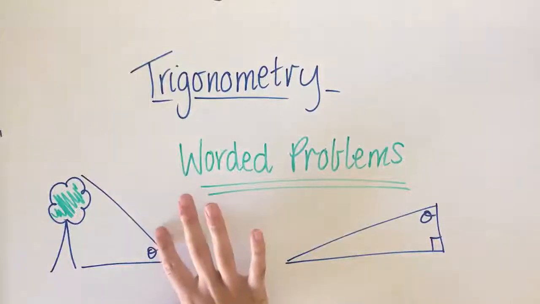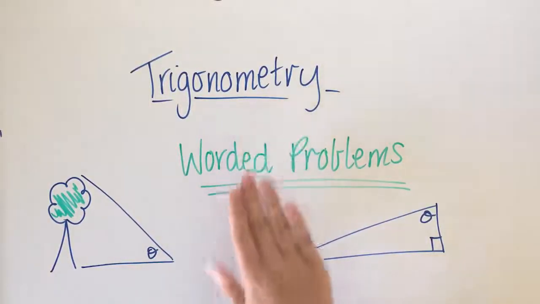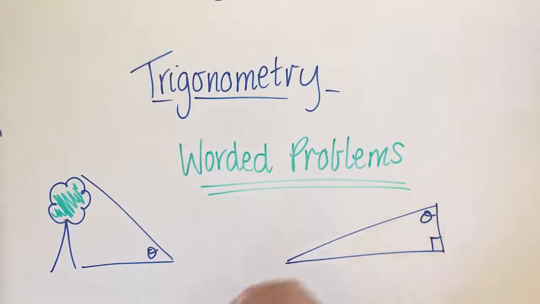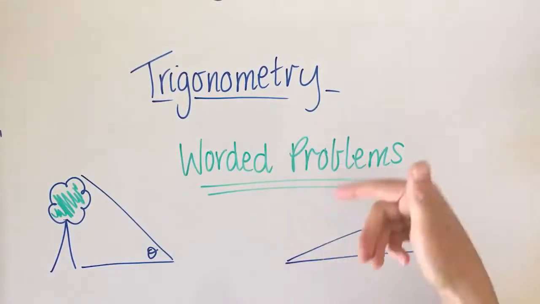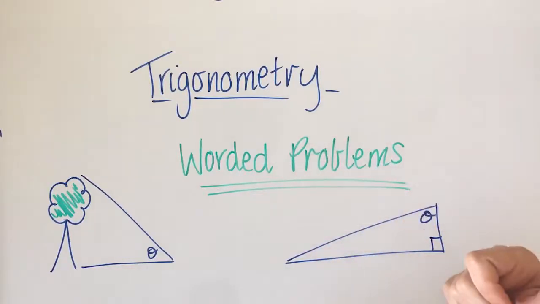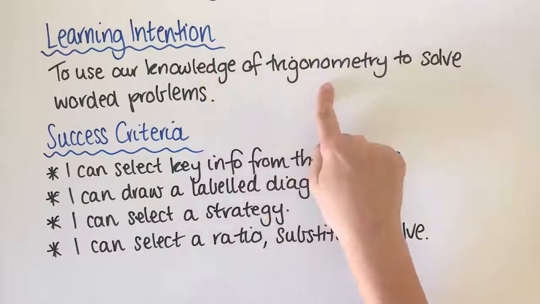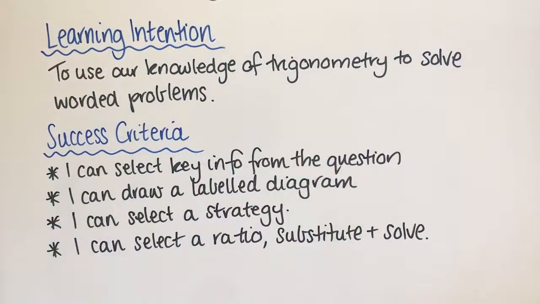So in this next lesson, what you're going to be learning about is how to use trigonometry to solve worded problems. In this, you might be asked to find unknown side lengths, heights, things like that, but you might also be asked to find angles as well. So we need to be able to decide what it is we're looking for or what we need to find. In this lesson, you're going to be using your knowledge of trigonometry to solve worded problems.